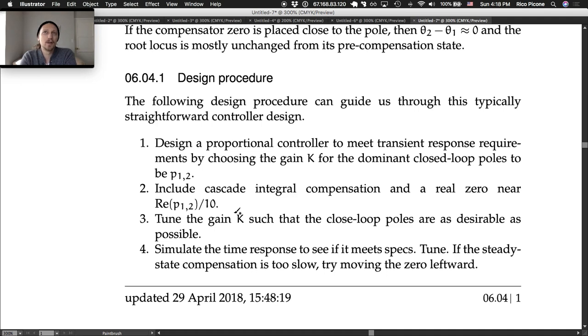Then you go back and you say, okay, what happens if I increase the gain now? And sometimes you can really actually recover a lot of that transient response that you lost, this transient response performance that you lost if you increase that gain. So at that point, it's a little bit of a trial and error situation.